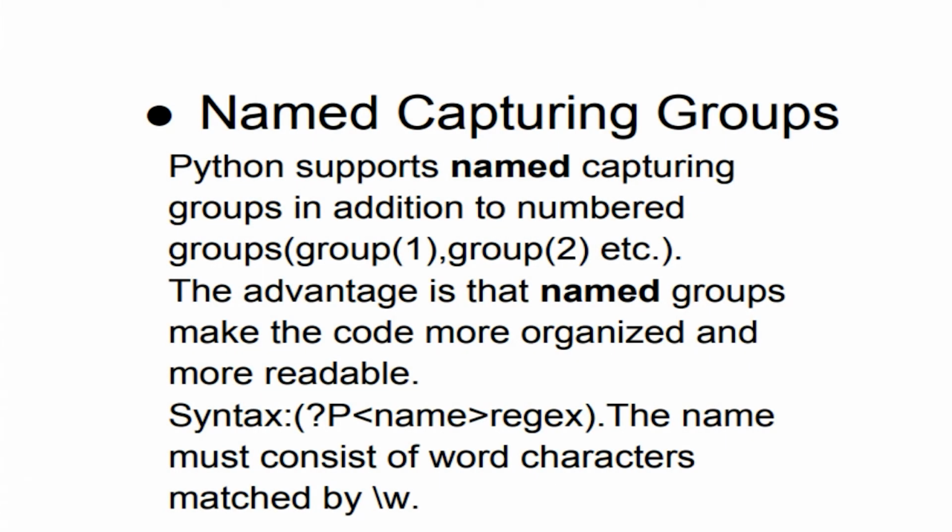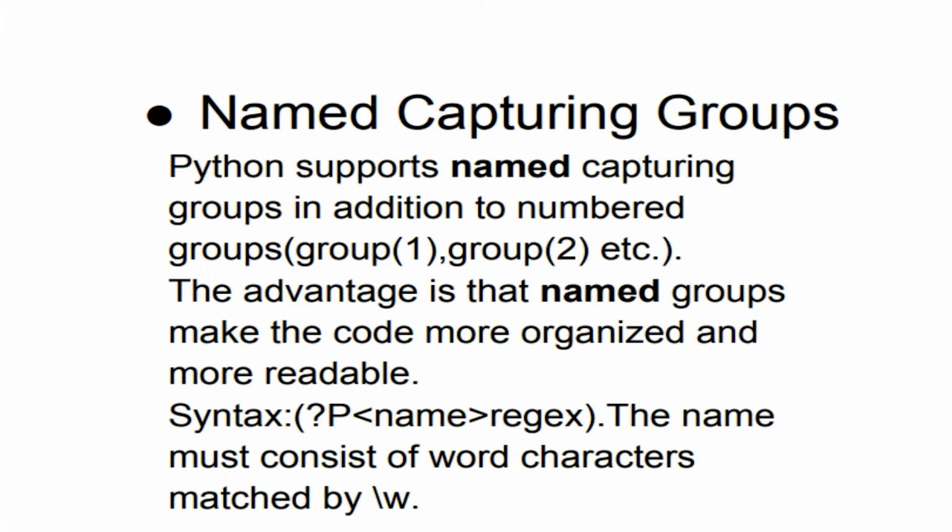Python supports named capturing groups in addition to numbered groups, for example, group 1, group 2, etc. The advantage is that named groups make the code more organized and more readable. Its syntax is ?P followed by the name of the group and then the regex pattern. Note that the name must consist of word characters matched by \w.